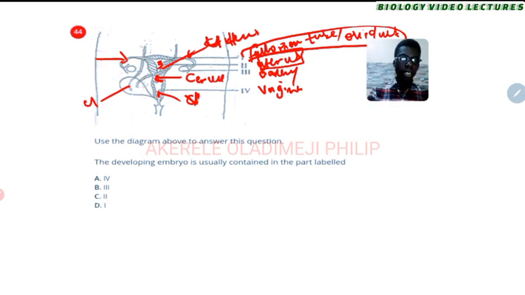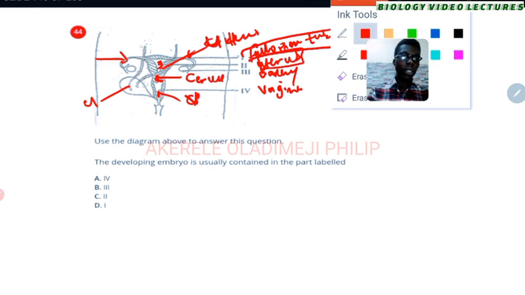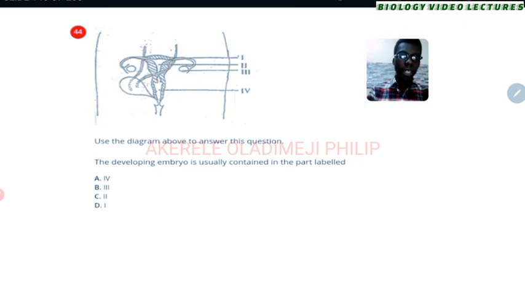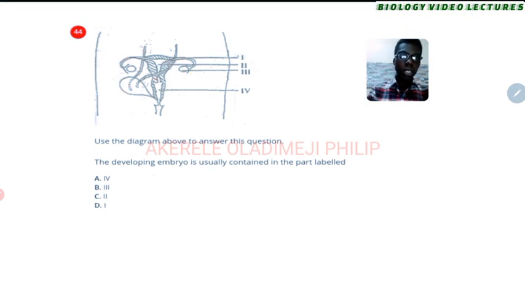All right, so it says the developing embryo is contained in the uterus, which is 2, option C. I already explained that. You can rewind the video to hear those explanations again.